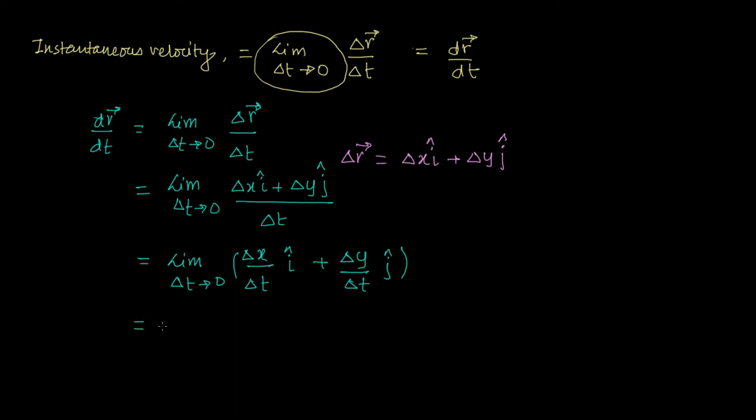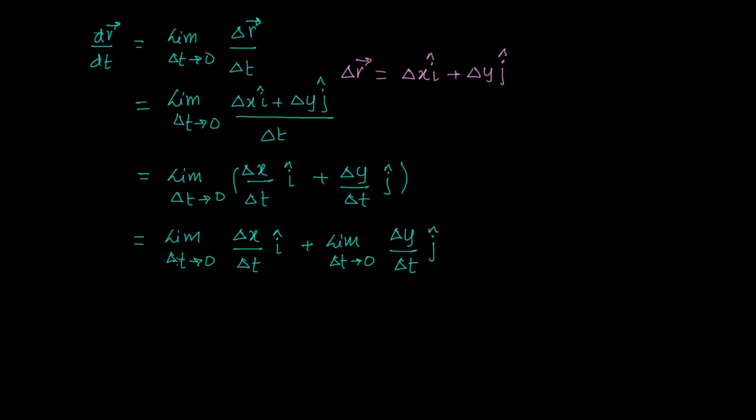Which is nothing but limit delta t tending to 0 delta x upon delta t i cap plus limit delta t tending to 0 delta y upon delta t j cap. And we have seen wherever delta t tends to 0, this becomes the instantaneous value, and it can be very simply written as dx upon dt i cap plus dy upon dt j cap.